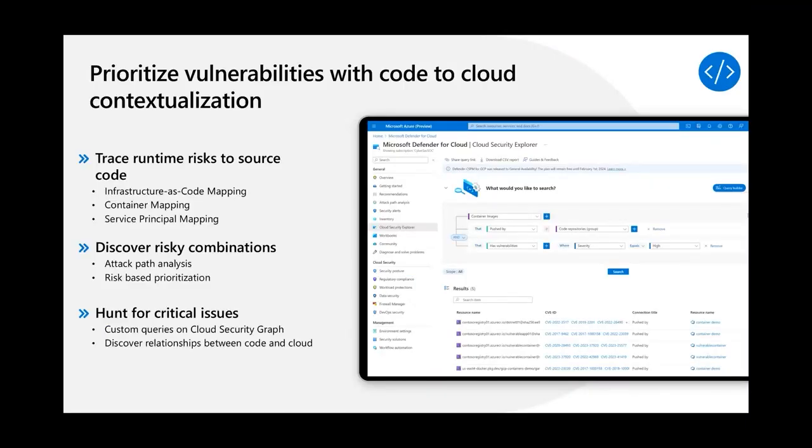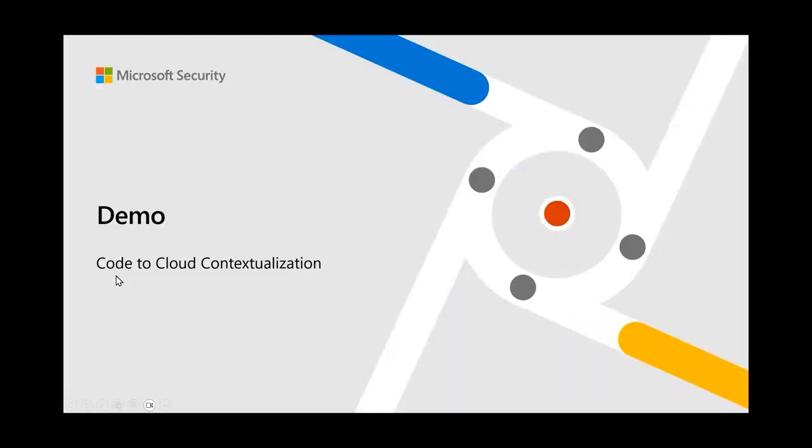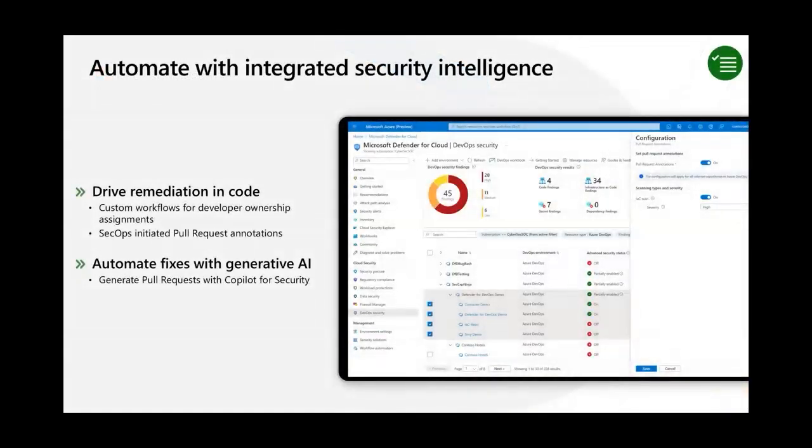Moving back into the demo. So with all of the ways that we give you to actually prioritize these vulnerabilities so you can start your remediation, we also need to make it easier for you to remediate. So that brings us to our last pillar of DevOps security, where we're helping you automate remediation with integrated security intelligence. So first, when you do see an issue from Defender for Cloud, you have a couple of different options.